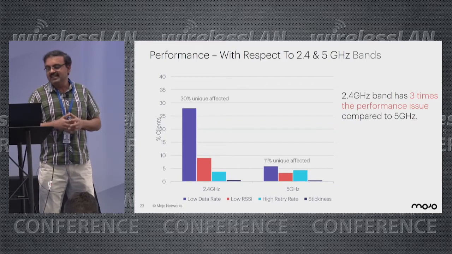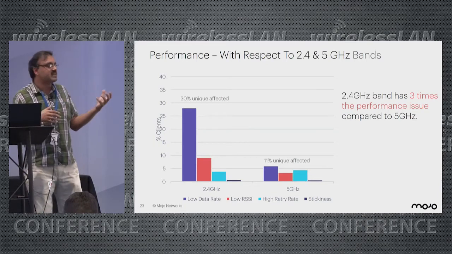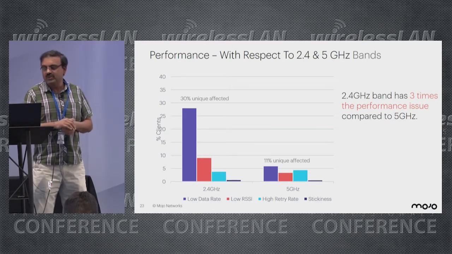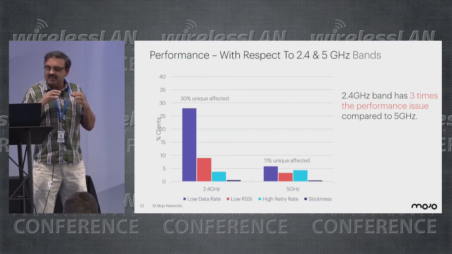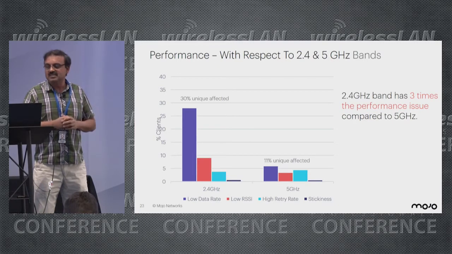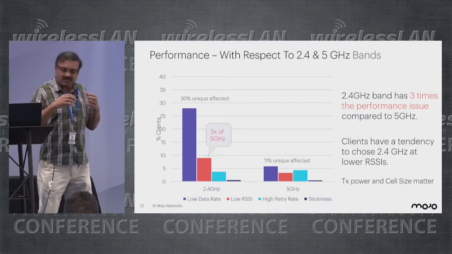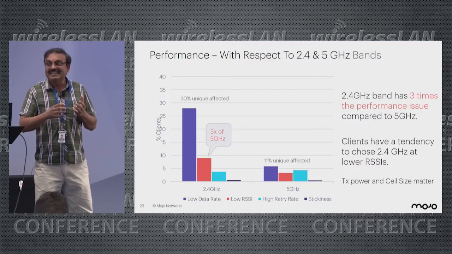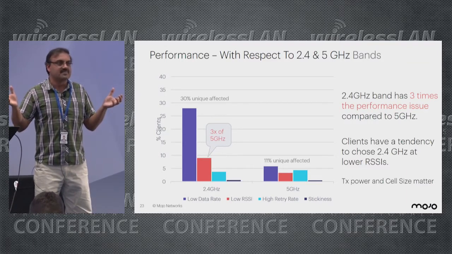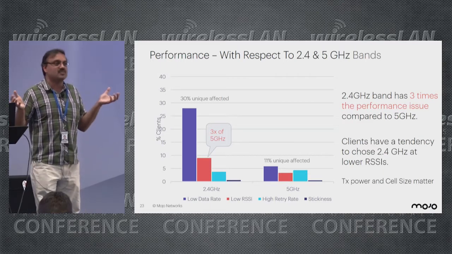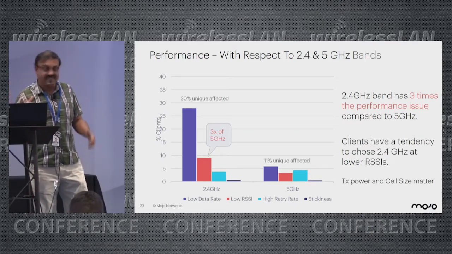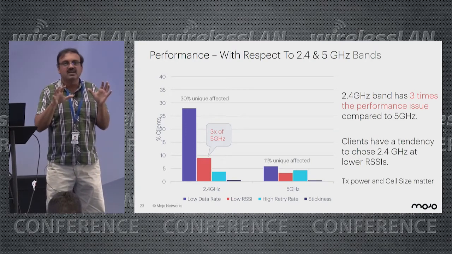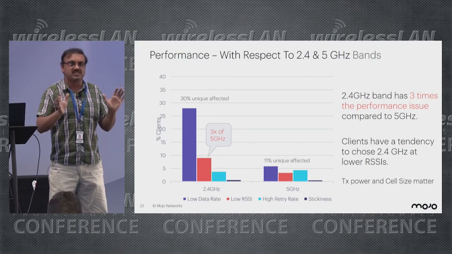So again, we clearly see that the 2.4 gigahertz band is more affected, which is very clear. And the important point to note here is that the number of clients in 2.4 gigahertz which have lower RSSI is 3 times that of 5 gigahertz, right? And what could be the reason for this? Again, this is something which is explainable, because we know that there are clients who actually prefer 2.4 gigahertz when they are on the fringes, right?